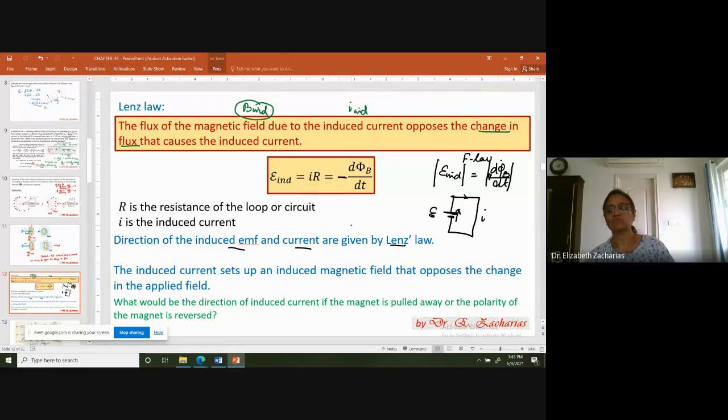Okay. And in turn, what is this induced EMF doing? Induced EMF is setting up its induced magnetic field. And what is that magnetic field doing? That magnetic field is opposing the change of the flux through it.